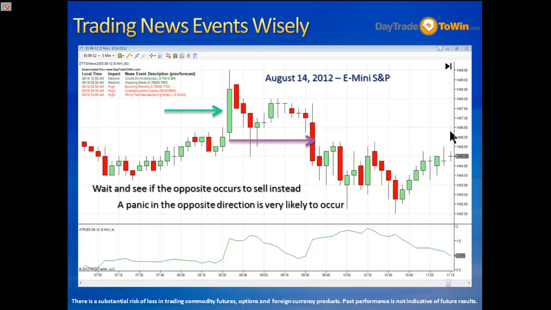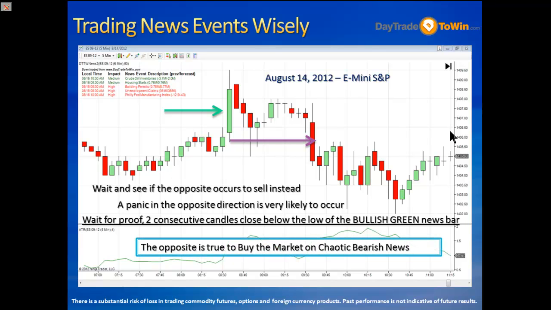A panic in the opposite direction is very likely to occur, and I'm going to get to that in just a moment because I think that's important for you to understand the concept. I wait for proof. I wait for 2 consecutive candles to close below the low of that bullish, green, chaotic news bar. Okay.